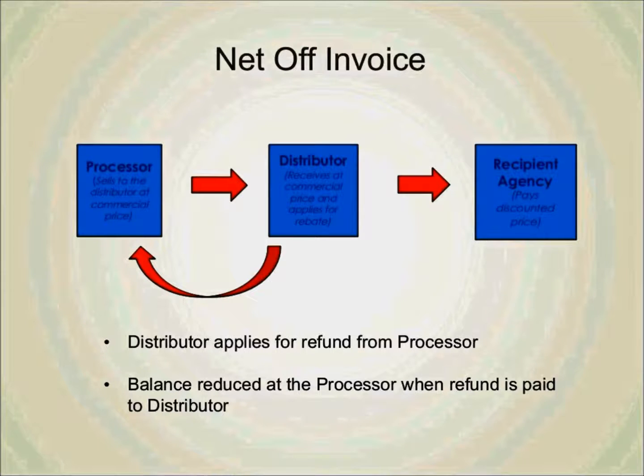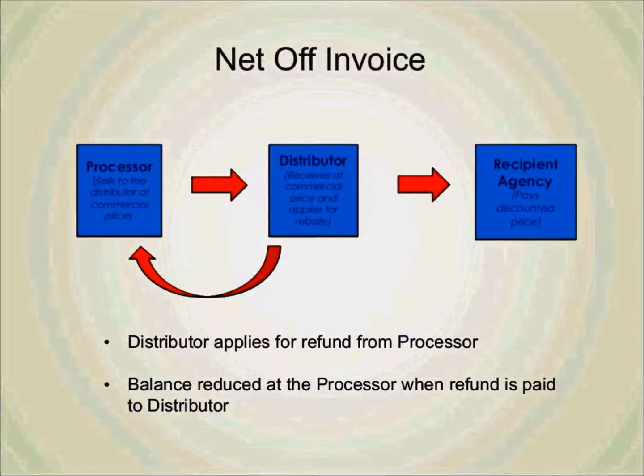The last value pass-through method we will be looking at today is net off invoice. Net off invoice is where the processor sells an end product containing USDA Foods at the commercial price to a distributor, who then sells it to the RA at the discounted net price, meaning that the cost of the USDA Foods has been deducted. Since the distributor buys at the commercial price and sells at the discounted net price, the distributor needs to apply for a refund from the processor.